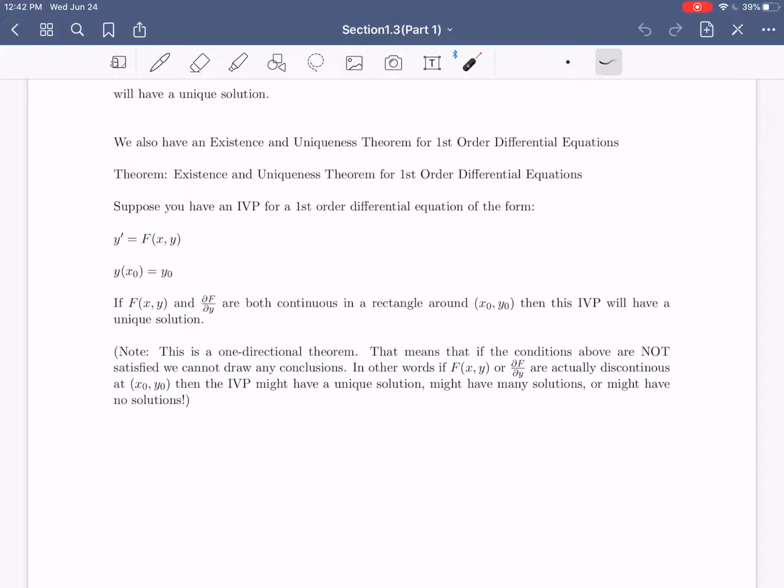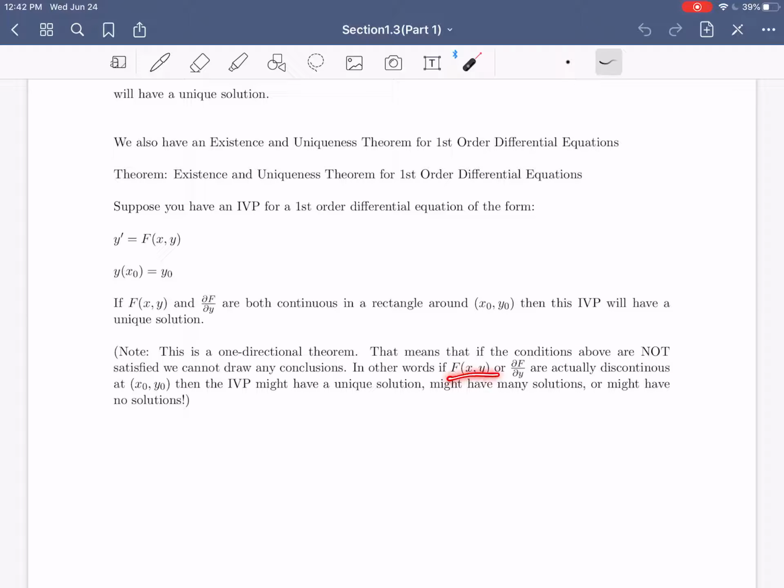A quick note here, especially because at the beginning of our course, we're just starting to get into these more theoretical statements. You should be aware that this is what we consider a one-directional theorem. What that means is that if these two things are true, if this function and its partial are both continuous, then you automatically know the IVP will have a unique solution. If for some reason this function or this partial are not continuous near x0, y0, then we cannot draw any conclusions. So if one of the conditions above is not satisfied, we cannot draw any conclusions.